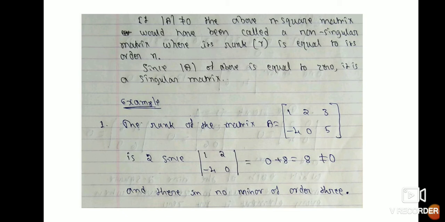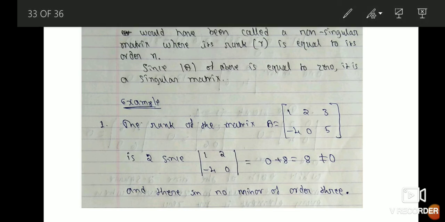Okay, consider one more example. Here A is equal to 1 2 3 and -4 0 5, and here the rank is 2, because if you eliminate the third column element, then 1 2, -4 0 is equal to 8, and there is no minor of order 3. We will not get any minor of order 3, so the maximum order of a minor is 2, so the rank is equal to 2.